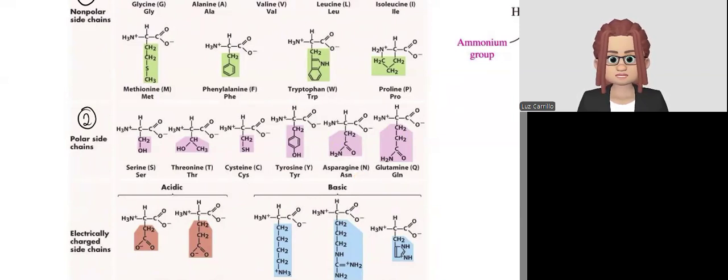Next, we have amino acids that are considered acidic. And the reason why they're considered acidic is because they have a carboxylic acid in the side chain. We can also see that there are side chains that are considered basic. And those basic side chains are going to have amines in their structure.